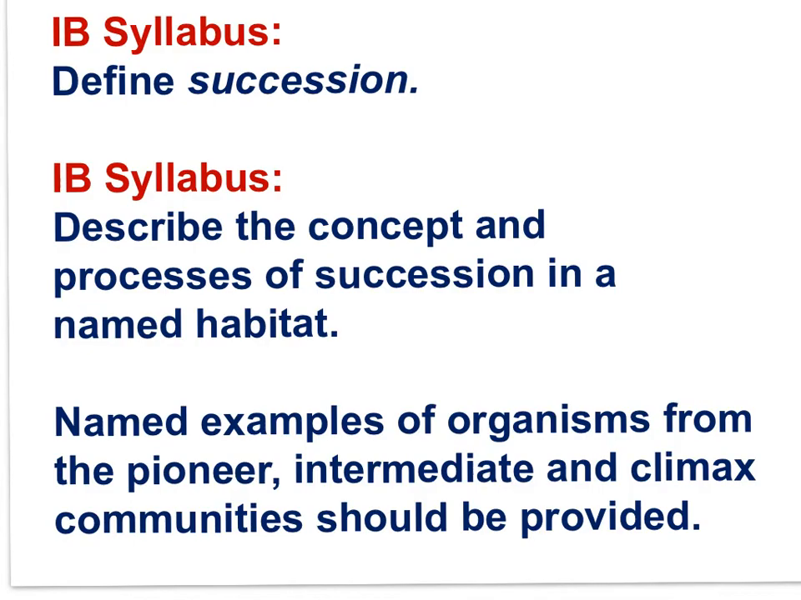Here are the IB syllabus statements of relevance. Define succession as the orderly process of change over time in an ecosystem where one community replaces another. Go back a few slides if you need to reinforce this definition. Secondly, you need to be able to describe the concept and processes of succession in a named habitat, and that would include named examples of organisms from the pioneer, intermediate, and climax communities.